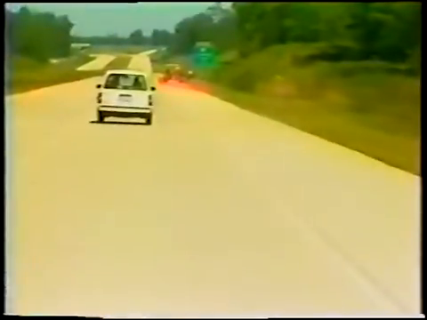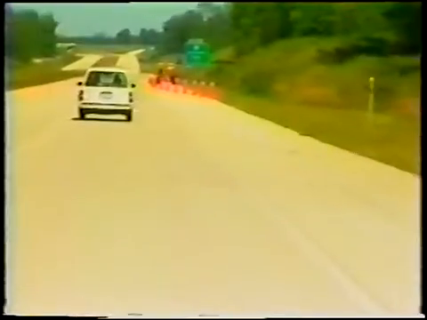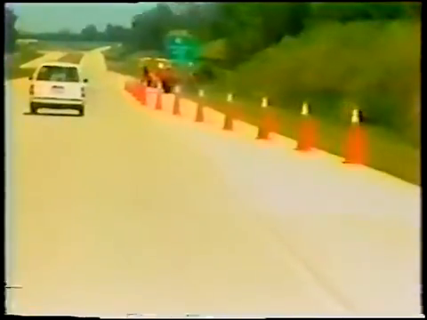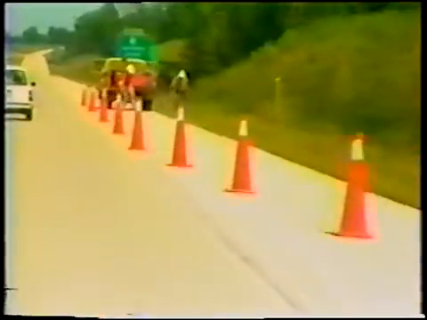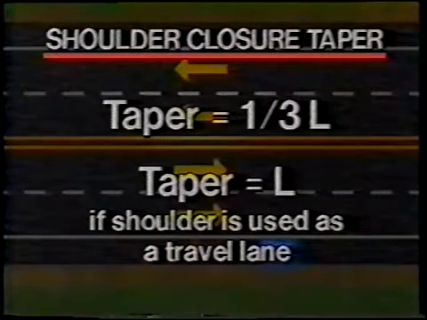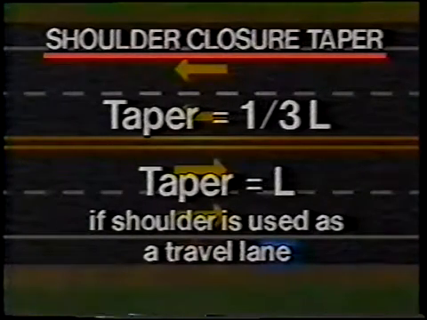When an improved shoulder, having a width of 8 feet or more, is closed on a high-speed roadway, it should be treated as a closed part of the roadway. The shoulder taper should be 1/3 L, where L is the shoulder width multiplied by the speed limit. If the shoulder is used as a travel lane, however, the taper is equal to L.